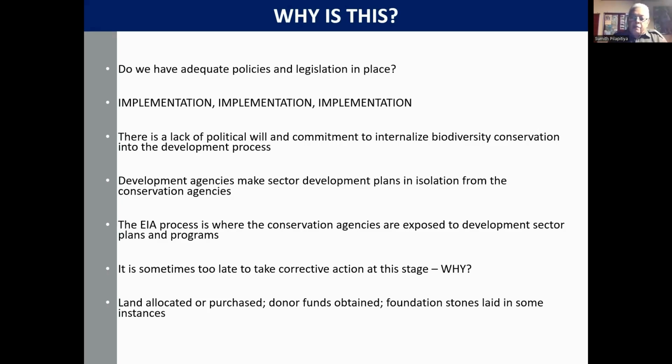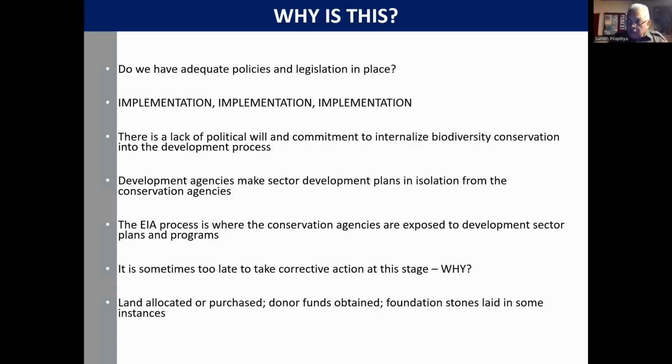When the sector development plans are done, for example the power development plan or the road development plan or agriculture irrigation development plans, those sectors don't involve the conservation agencies during the planning process. They involve the conservation agencies only at the time of an environmental impact assessment. When the EIA is done, we try to get involved at that point. Unfortunately, at that point, it is too late to take corrective action.